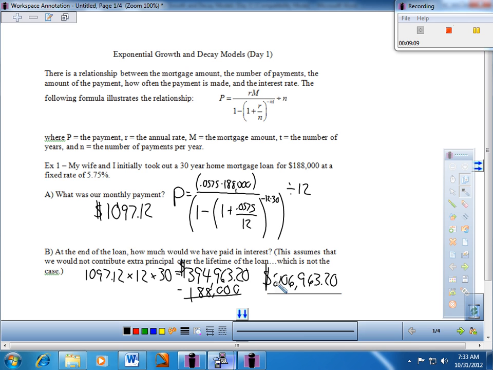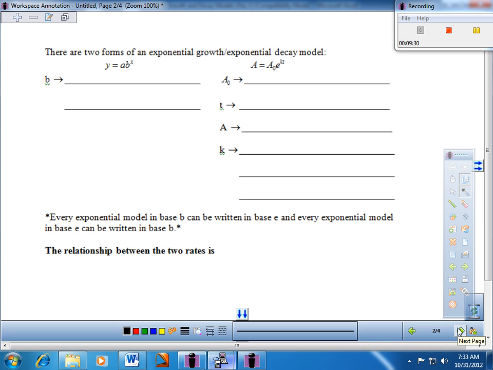All right, good problem. Just kind of thinking it out there, just trying to find different applications for exponential growth and decay, and that's certainly one that works nicely. All right, let's go into the next piece here.